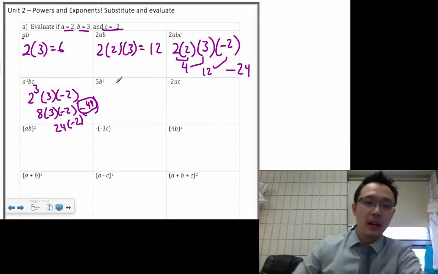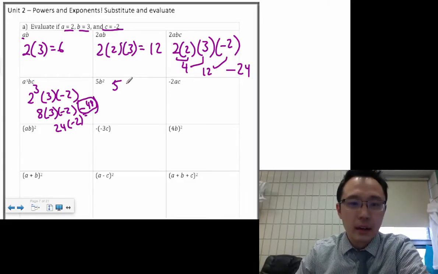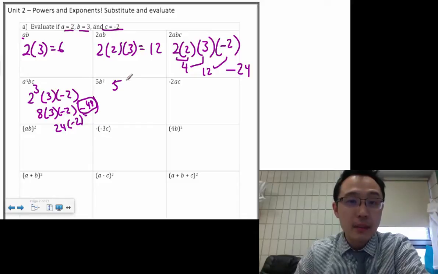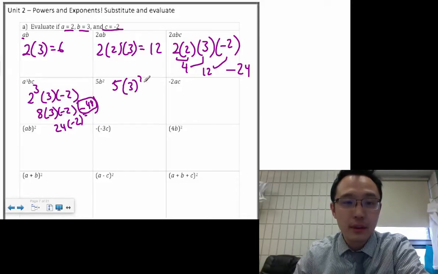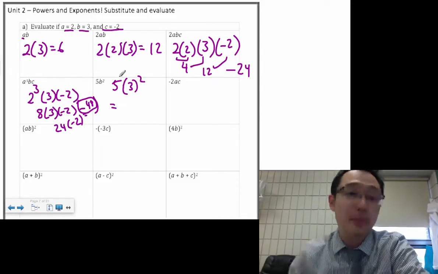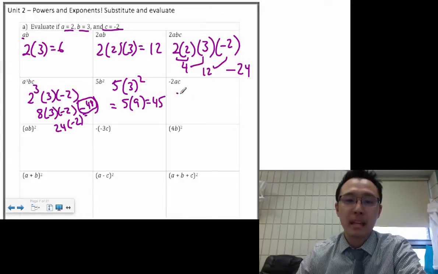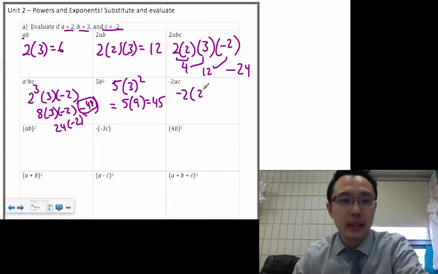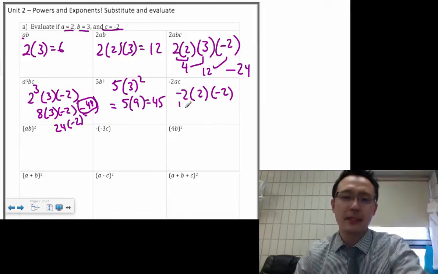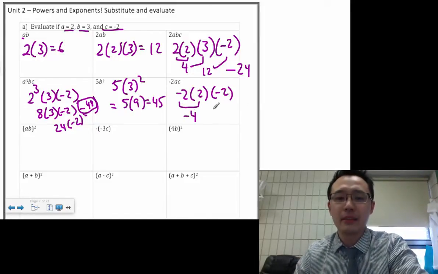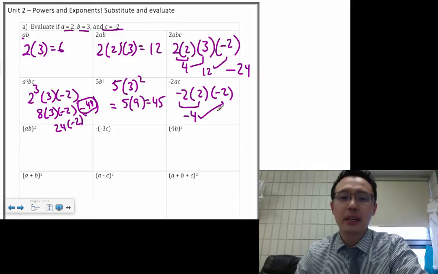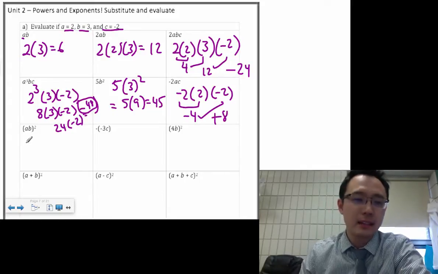Getting messy now. Getting harder, getting messy. 5 times b squared, so 5 times 3 squared. Remember BEDMAS, exponents first, so 3 squared is 9. This is going to be 45. Negative 2, what's my A? 2. What's my C? Negative 2. Multiply them out, simple as that. Negative 2 times 2 is negative 4. Negative 4 times negative 2 is negative, negative, positive: 4 times 2, 8. Look at that, easy.